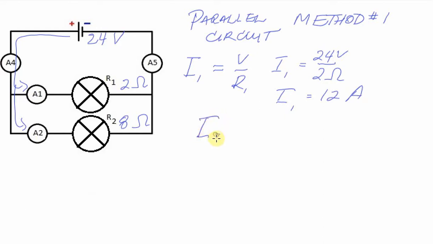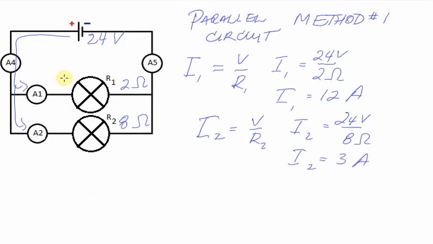If I want to calculate the current going through I2, I must have the voltage across that resistor and the resistance R2. So I2 is equal to 24 volts divided by R2, which is 8 ohms. Doing the math, I2 is equal to 3 amps.